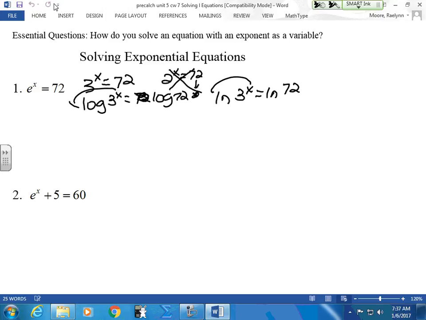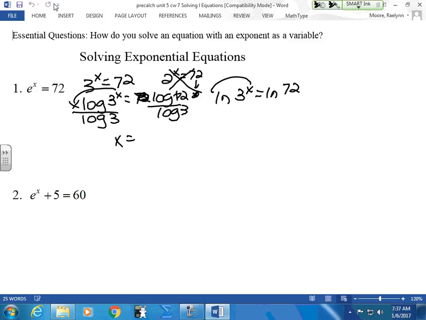So as soon as I bring my exponent down, I can say, okay, divide by log 3. P.S., there's no dividing 72 and 3. You have to say log 72 divided by log 3. And now you can do this one.